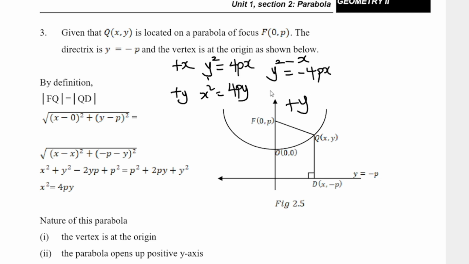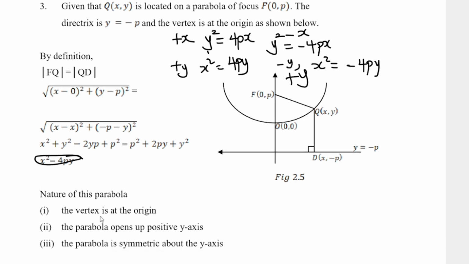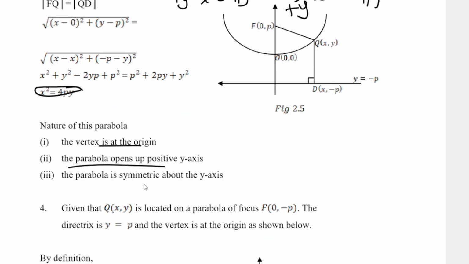So if it is open to the negative y direction, it means that we are going to have our equation to be x squared equals negative 4py. So that is what we have here. I don't want to waste time on this. So the nature of this parabola is that the vertex is at the origin, the parabola opens up the positive y-axis, and the parabola is symmetric about the y-axis. So the y-axis divides the parabola into two equal halves.